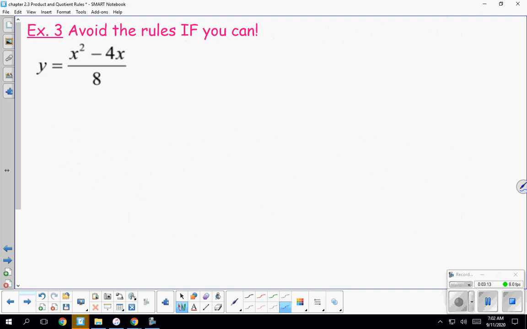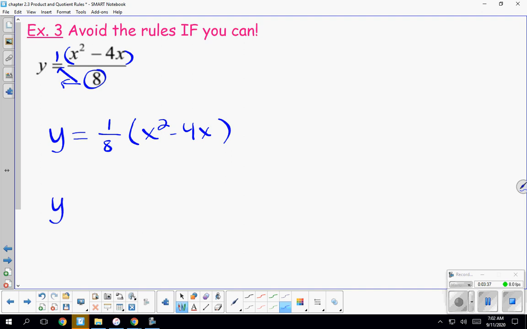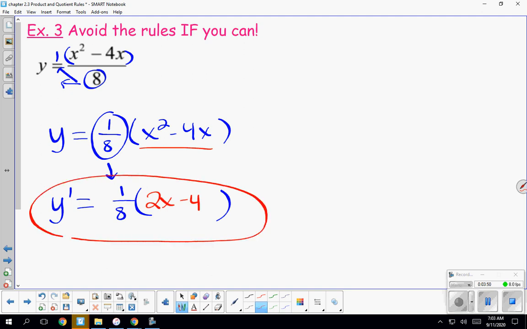Okay, so here we're going to avoid the rules if we can. The rules are kind of ugly. They require a little bit more thinking. So in this case, when we just have a constant in the denominator, let's pull him out front as a fraction. So in front of this polynomial is a 1. So there's really a 1/8 out in the front. And then this is really x squared minus 4x. And the nice thing about that is now when I take the derivative, anything that's a coefficient just drops down. And I have no fancy rules. All I have to do is take the derivative of this function, which is 2x minus 4.